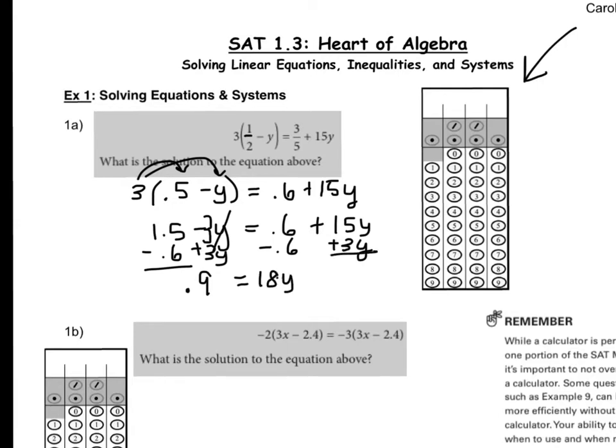Since the 18 is times the y, we'll divide by 18. And 0.9 divided by 18 is 0.05. If you did the whole problem with fractions, you'd get 1 over 20, and either answer would be acceptable. In order to get credit, you have to bubble in the answers. Even if you write the 0.05, it's not going to be scored. So bubble in the point, the 0, and the 5.